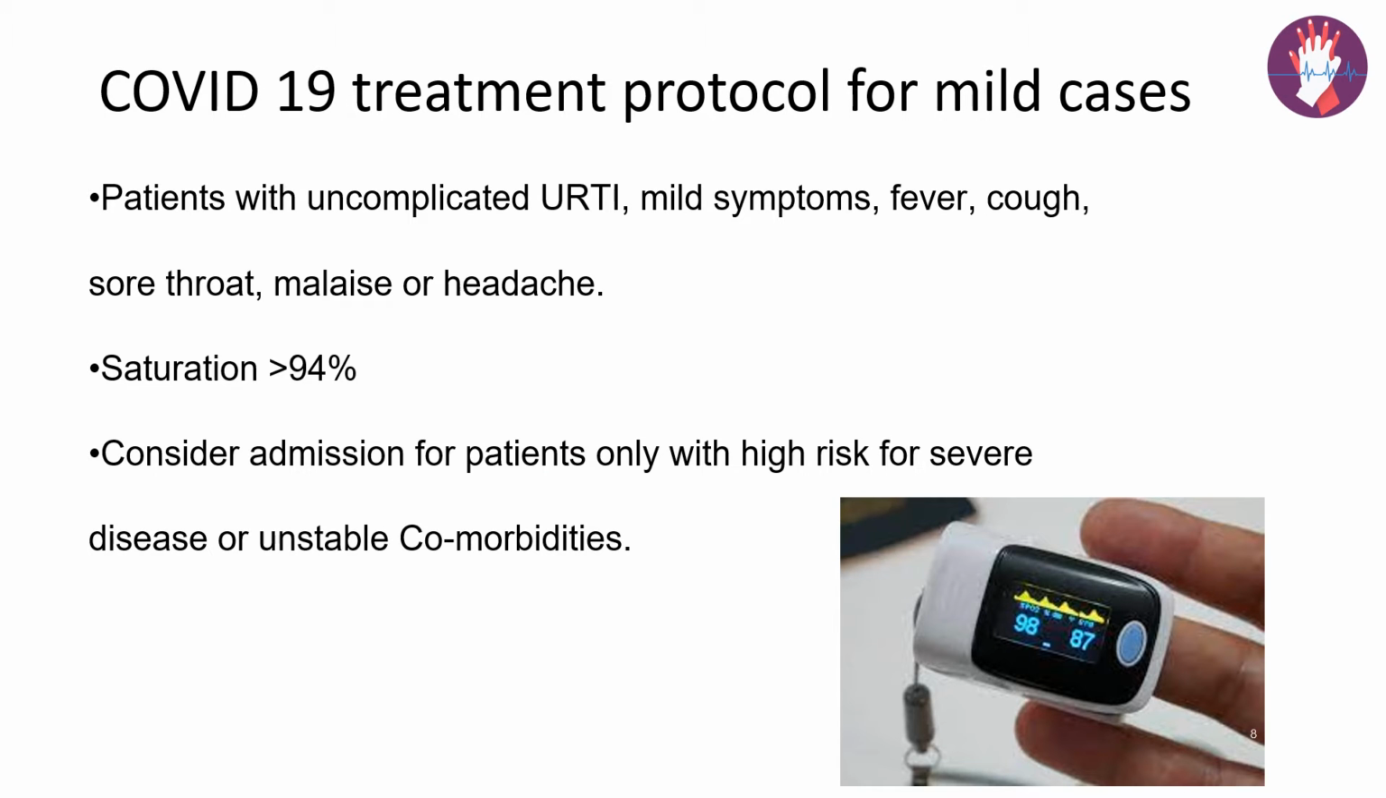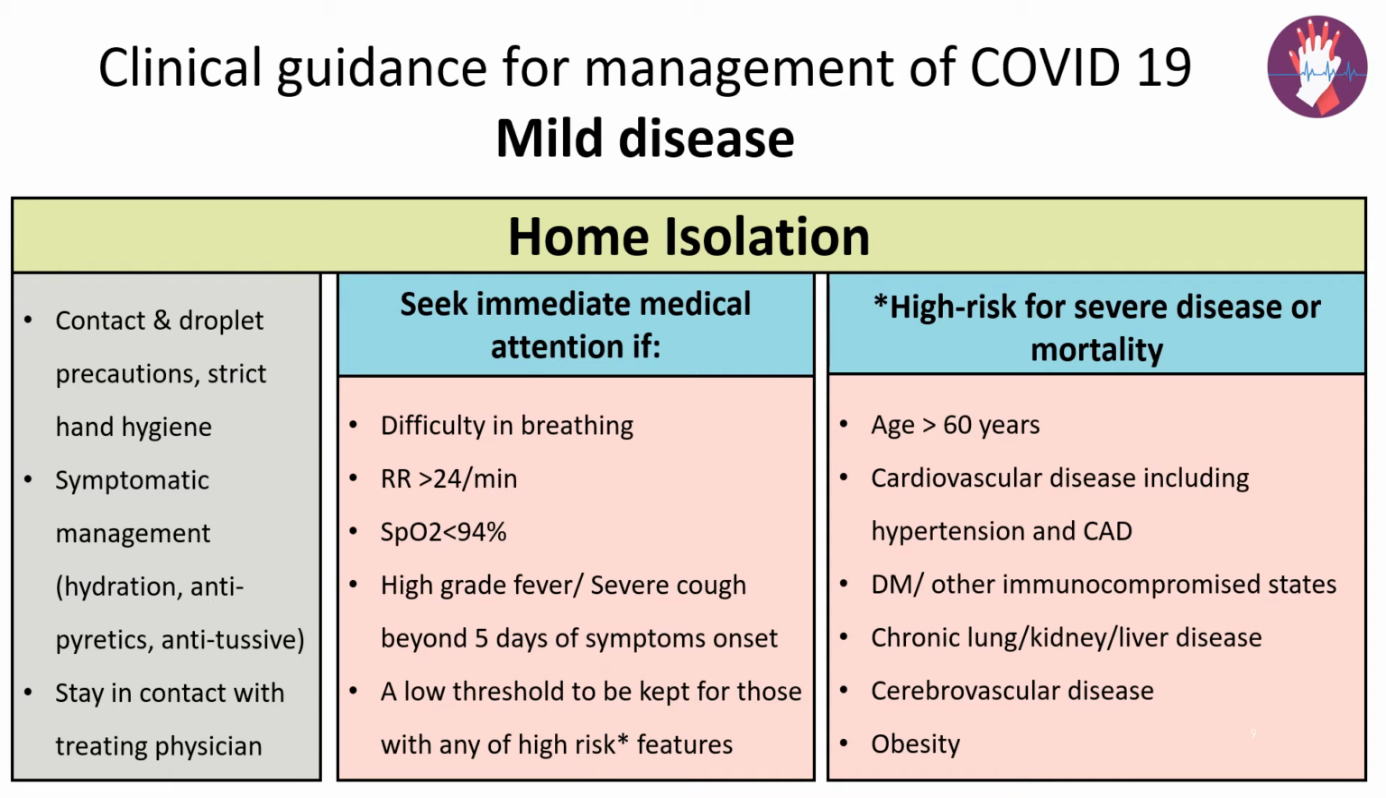The treatment protocol for mild cases includes patients with uncomplicated upper respiratory tract infection with mild symptoms, fever or cough or sore throat or general tiredness or headache. So these patients should be exhibiting a saturation of more than 94%. If there is risk of severe disease or unstable comorbidities, kindly consider admitting them to an oxygenated bed. So the clinical guidelines are for mild disease.